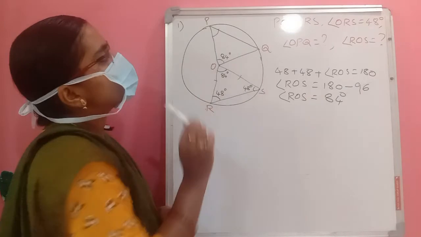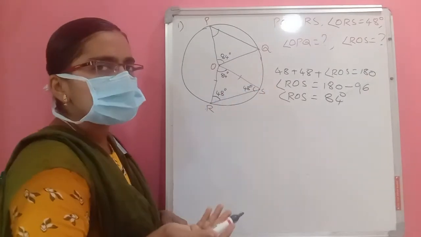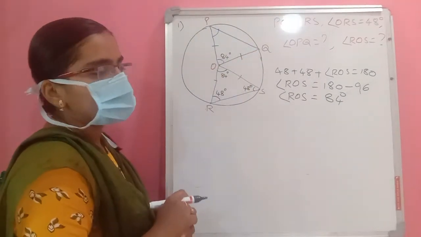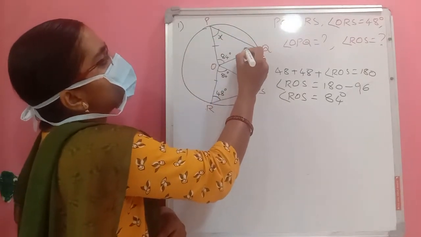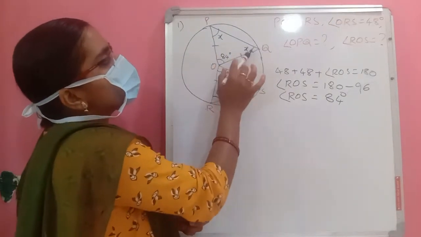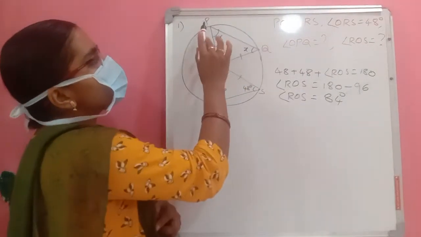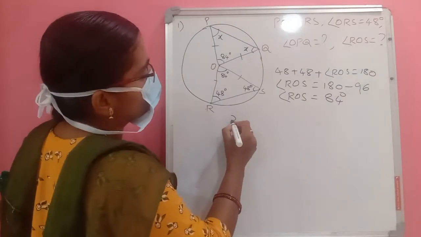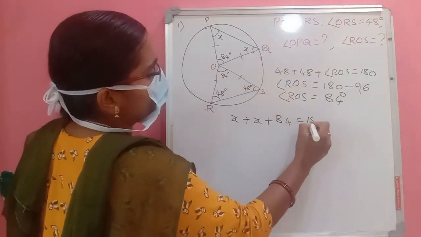And how can we find this angle? Here, OP and OQ are both radii of that circle, meaning these two are also equal. When these two sides are equal, the angles opposite to them are the same. If this makes angle X, this also makes angle X, meaning these two angles are equal. And from triangle POQ, we know the angle sum property: the sum of three angles is always equal to 180. X plus 84 is equal to 180.